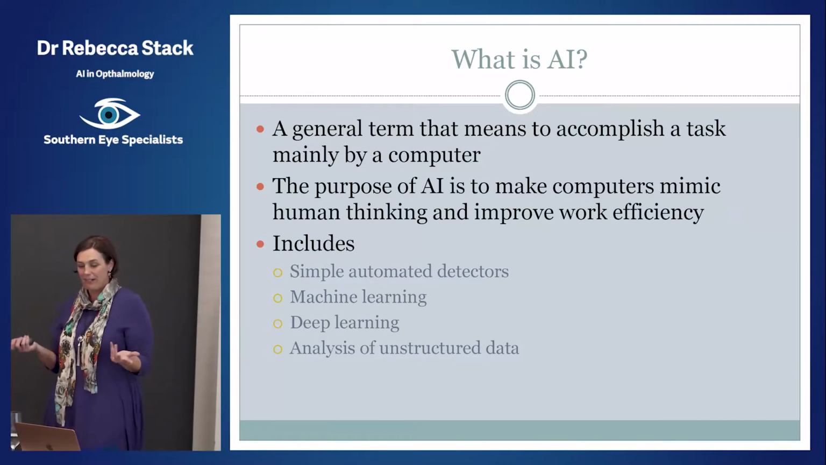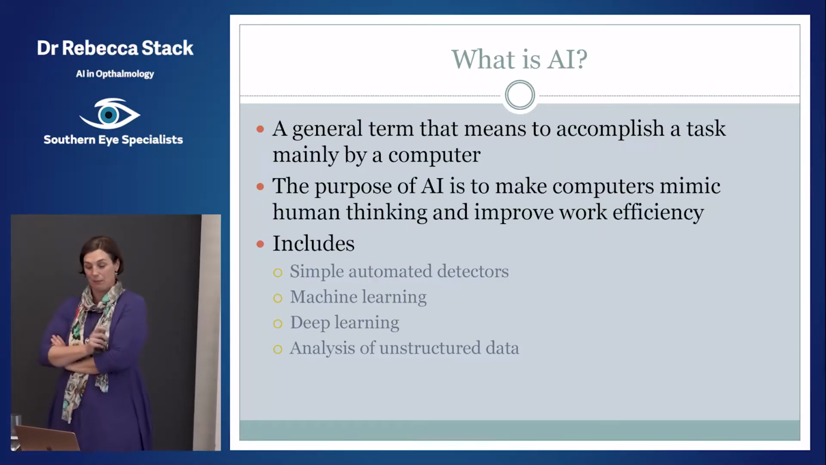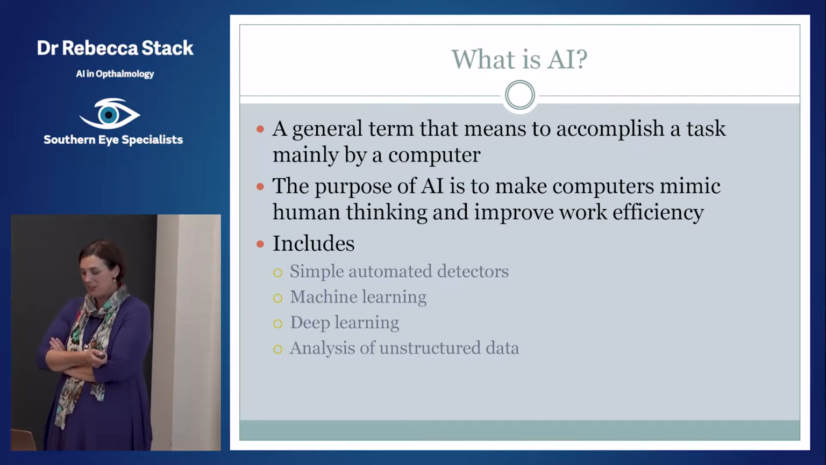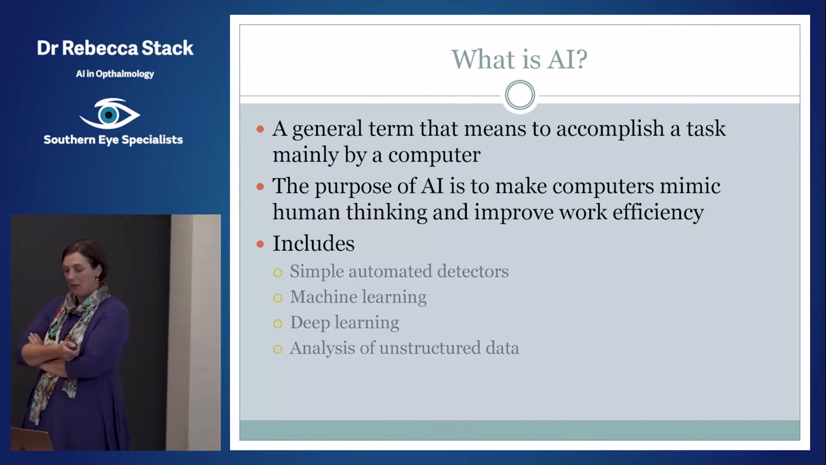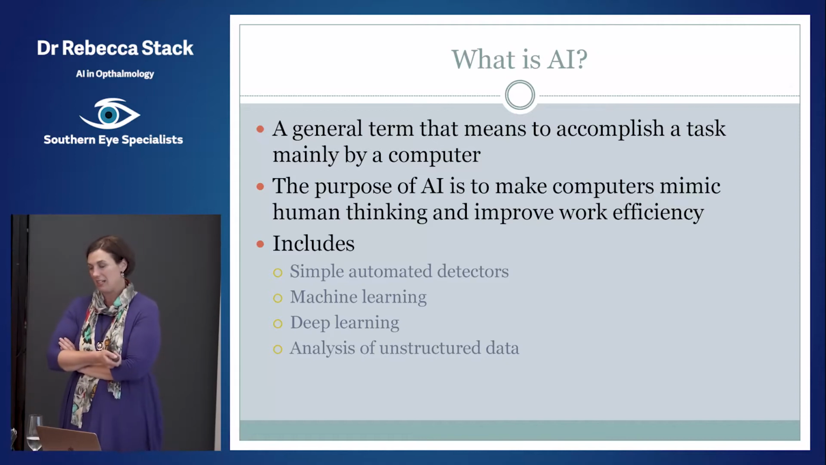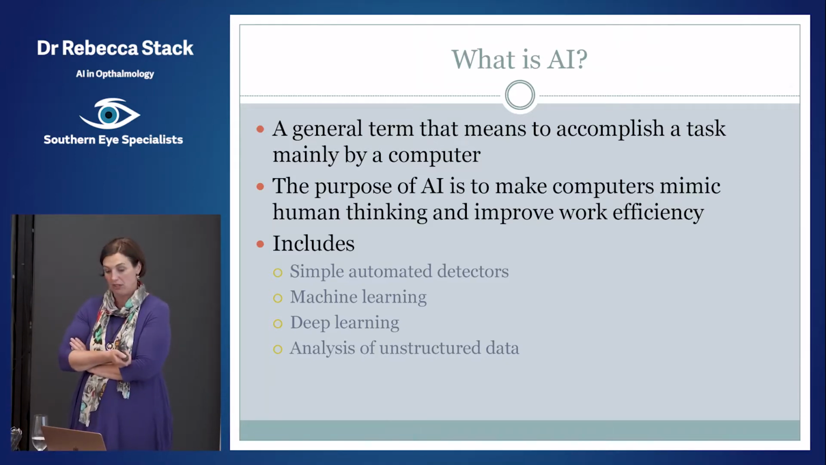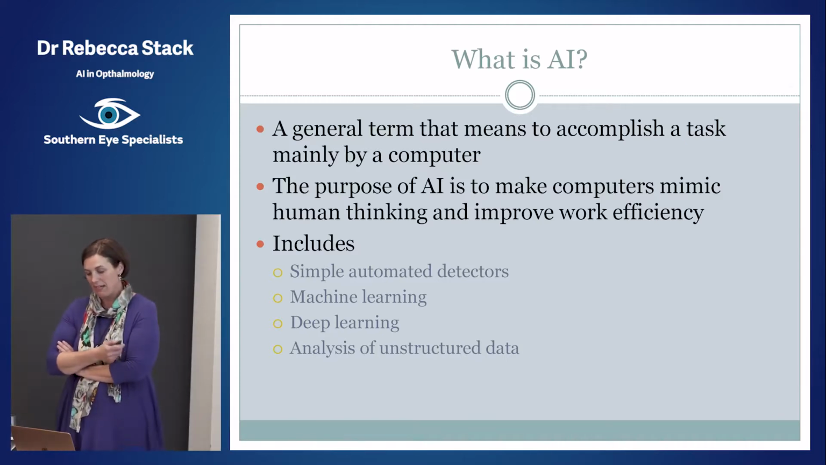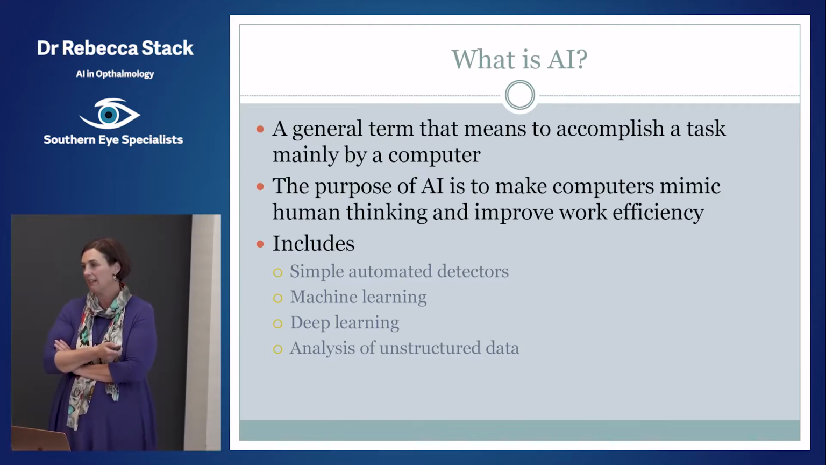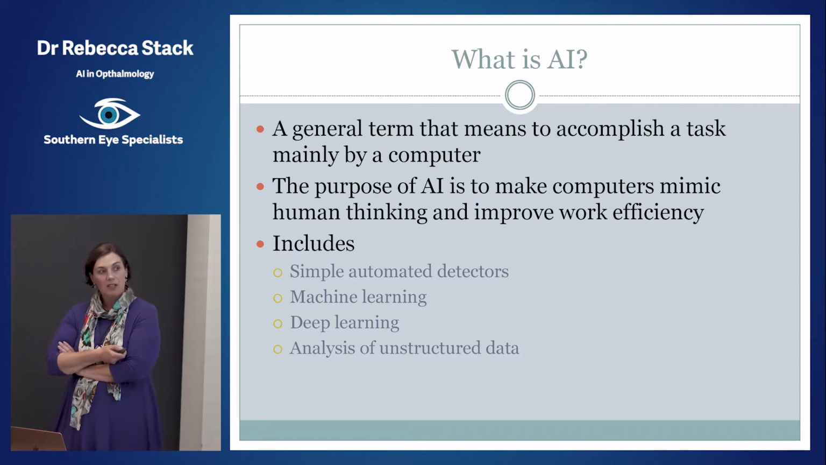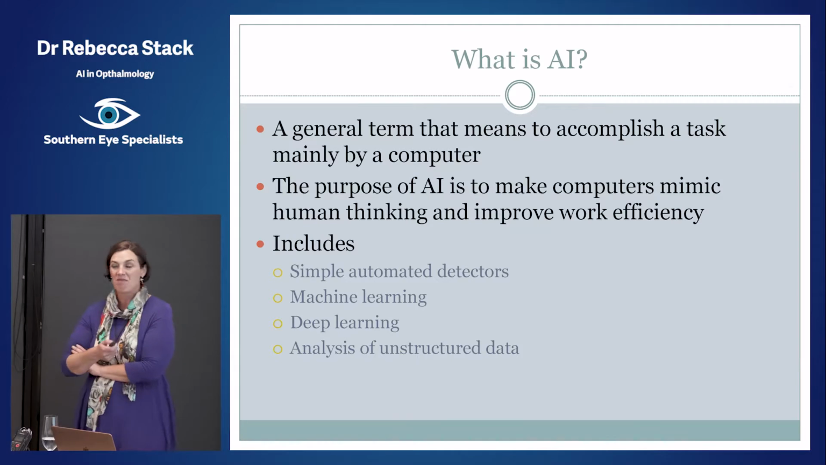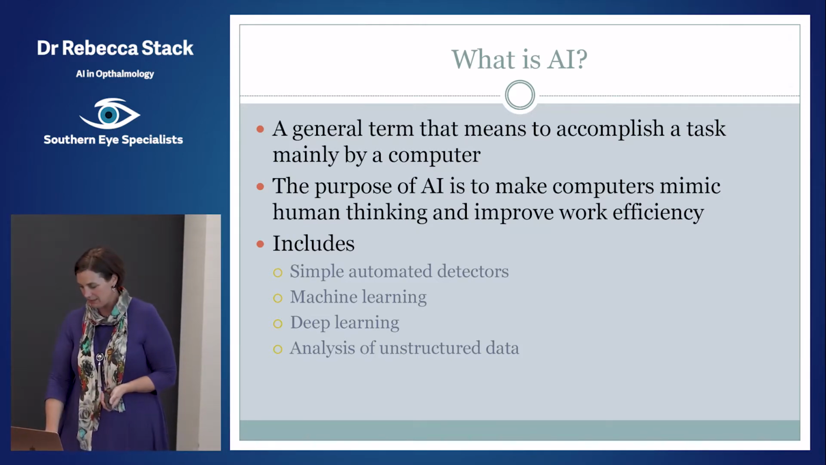So, very back to basics. And as I say, some of this will probably be very well known to all of you. But artificial intelligence basically just means something done to accomplish a task that's done mainly by computer. It doesn't even have to be completely done by computer. The purpose of it is to make computers mimic human thinking and improve work efficiency. So it includes things like simple automated detectors, machine learning, deep learning, and analysis of unstructured data.